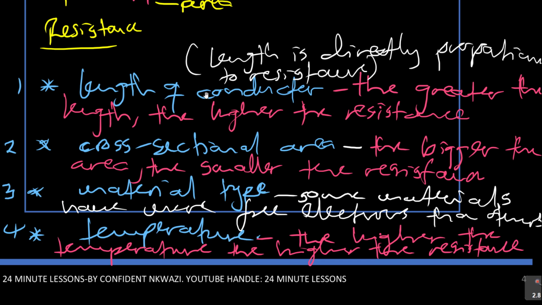Temperature, length, all these, when they increase, the resistance also increases. The only one that differs is the cross-sectional area. When the conductor is thicker, the resistance is smaller. When it's thin, the resistance is higher. So you just simply say, the bigger the cross-sectional area, the smaller the resistance. For the type of material, you can just say some materials have more free electrons than others, meaning those types of material will have less resistance.